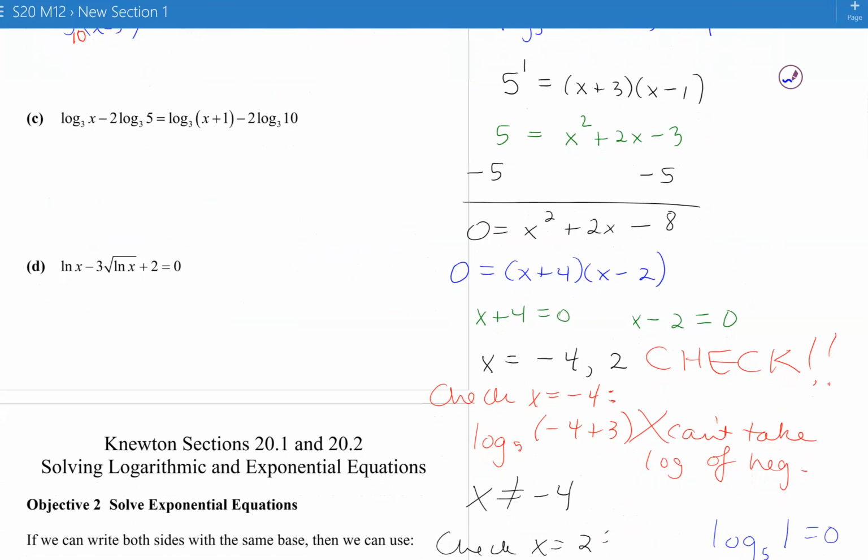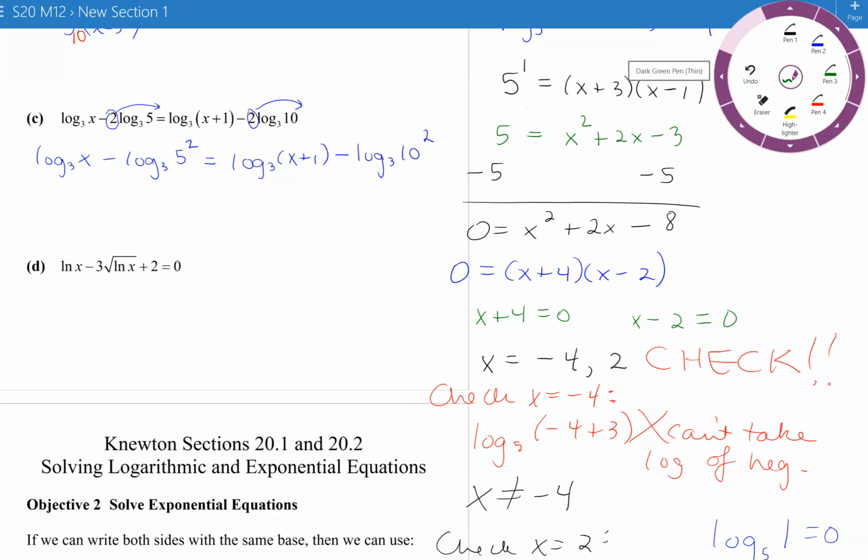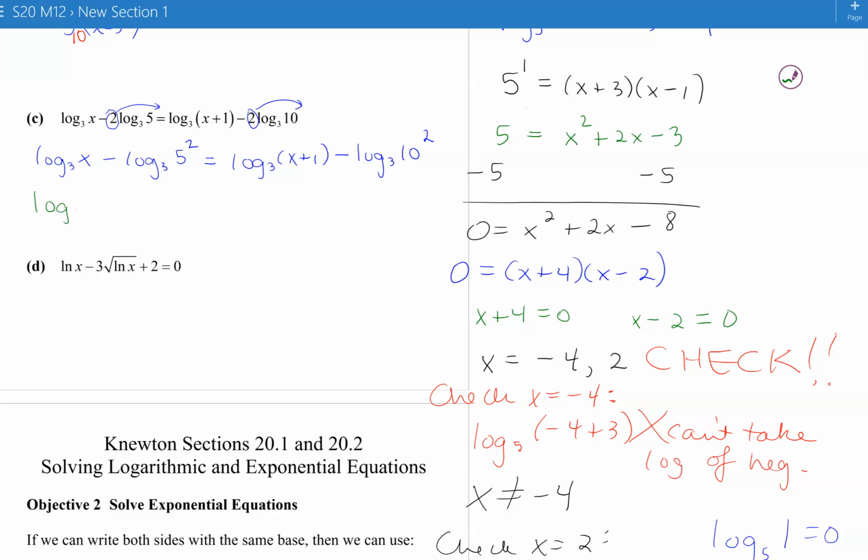So let's see, I'm going to take this 2 and bring it up here as an exponent. So I'm going to have the log base 3 of x minus the log base 3 of 5 squared. And that's going to equal the log base 3 of x plus 1. I'm going to bring this 2 up as an exponent minus log base 3 of 10 squared. So now I'm going to use my properties of logarithms, and I'm going to have the log base 3 of x over 25 equals the log base 3 of x plus 1 over 100.